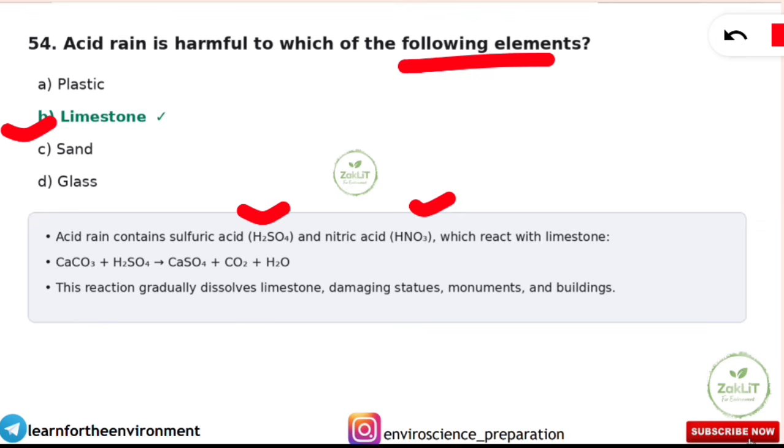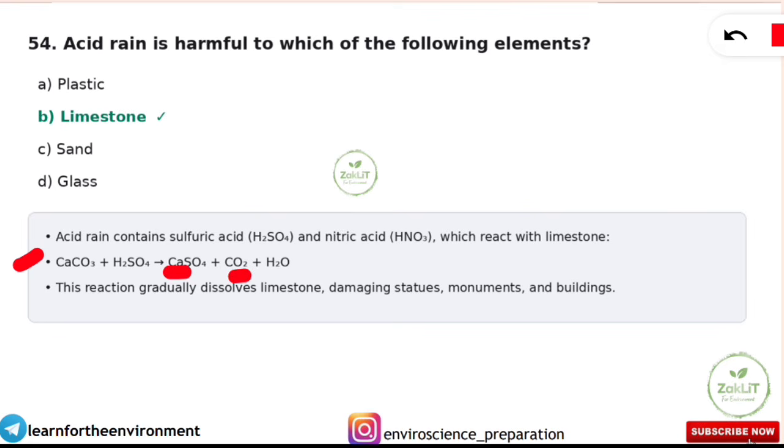Where the limestone, when these acids react, what will happen? So here limestone, that means calcium carbonate, CaCO3, when it reacts with the H2SO4, that is sulfuric acid present in the acid rain, it forms calcium sulfate, carbon dioxide and water. So this reaction gradually dissolves the limestone, damaging the statues, monuments and buildings. So here also the Taj Mahal, which is one of the important monuments of our nation, is also getting damaged because of this acid rain effect. You must be knowing this thing.